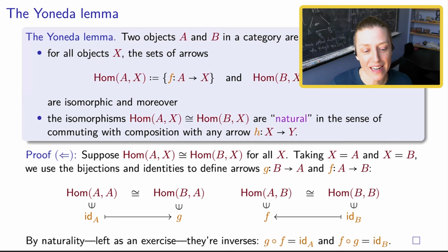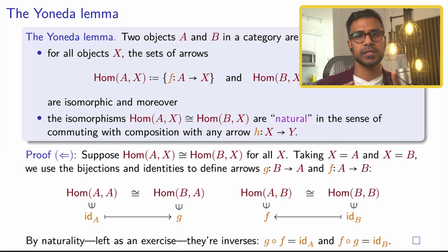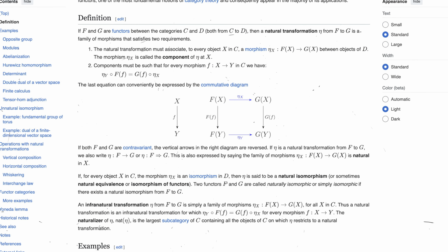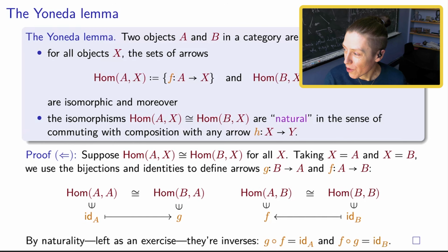Now, there's a condition that I still need to check, namely that the composites are equal to the identities, and that's where this naturality gets used. So I'm not going to give that detail right now, but I'll leave that final part as an exercise: look up the precise definition of naturality and use it to check that these composites are the identities. But this is, again, the central idea of the Yoneda lemma. Great. And I'll place a definition of naturality on screen now for those who want to pause and prove for themselves.